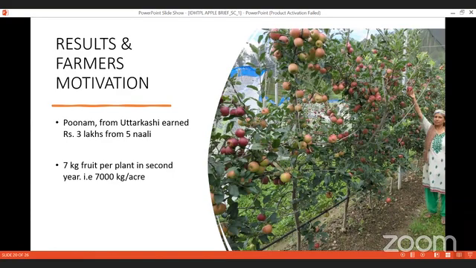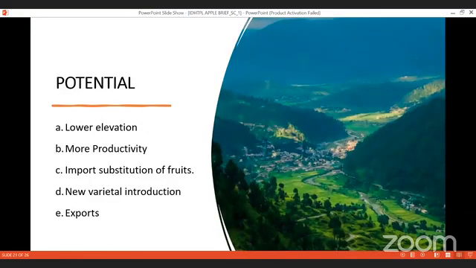We can prevent the migration of the young generation, because if they get the results, they will never move from the hills. It's not possible. Even with 5 nali and 10 nali, everyone has that much land. But with that small piece of land, they can earn a lot of money and they can stay at the farm.